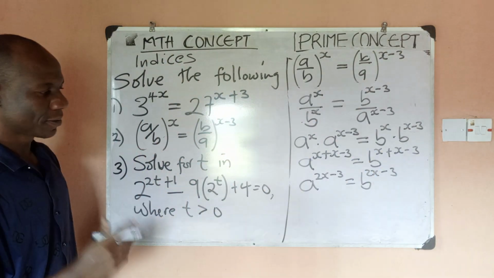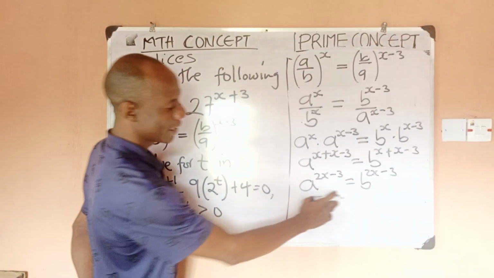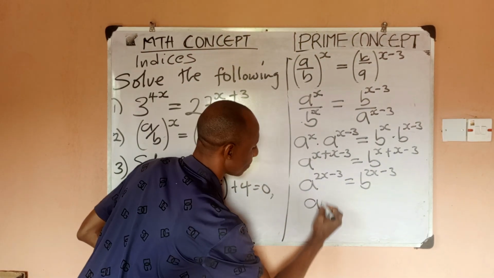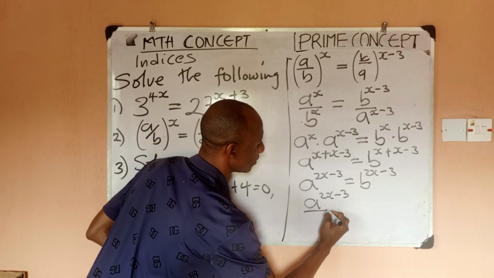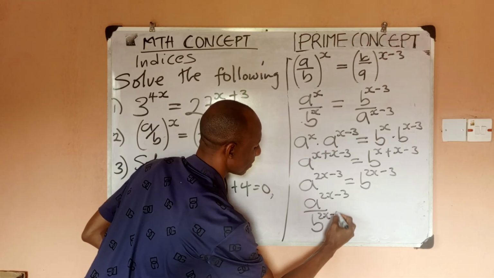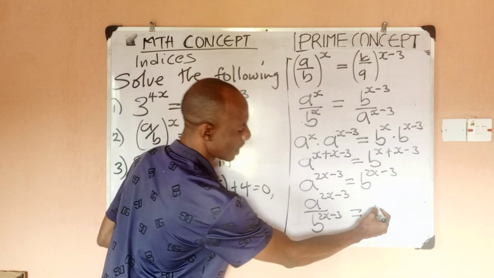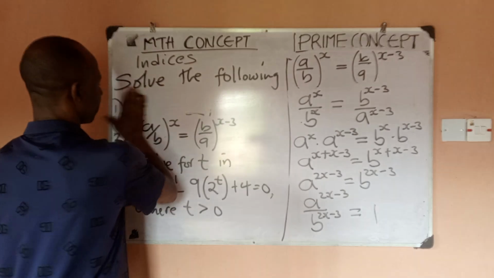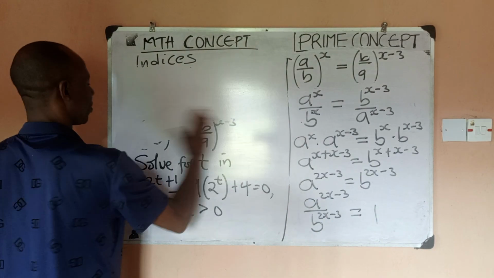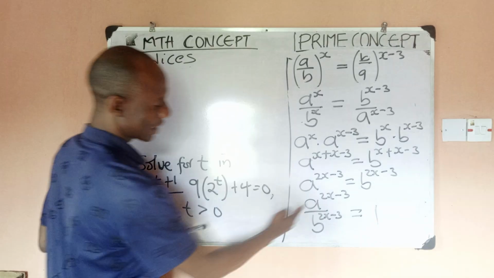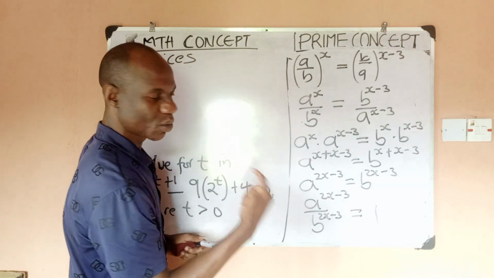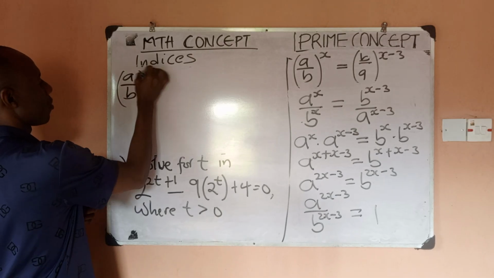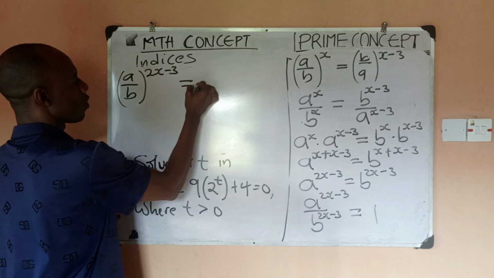So what do I do from here? Very simple. I can divide again, divide both sides by this. So I would have a to power 2x minus 3 divided by b to power 2x minus 3. If I divide by that, I'll be left with 1 on this side, right? Yes. I'm sure you can already see where we're going. Since I have a common power, you can combine it. So I can say a over b raised to my common power 2x minus 3 equal to 1.